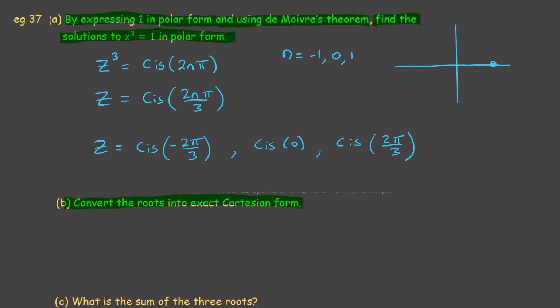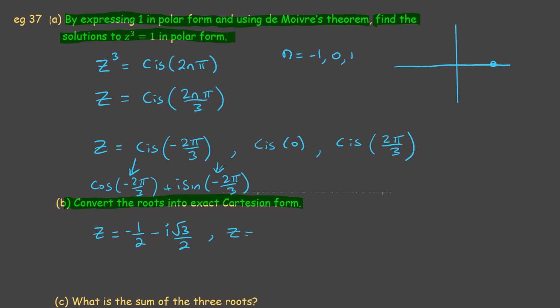Convert the roots into exact Cartesian form. So, for the first one, we're going to get cos -2 pi by 3 plus i sine -2 pi by 3. So that is going to give me -1/2 take away i root 3 on 2. And that's just knowing the values of the cosine and the sine. These are standard angles, so between that and the CAST diagram you should be able to work those out.